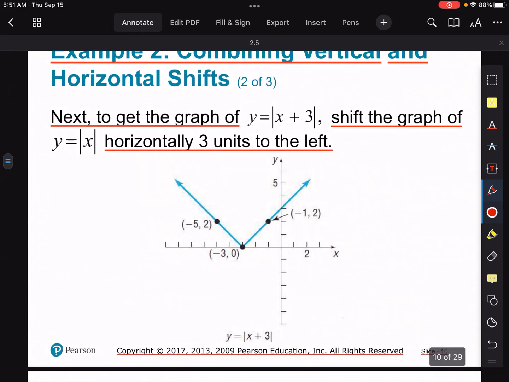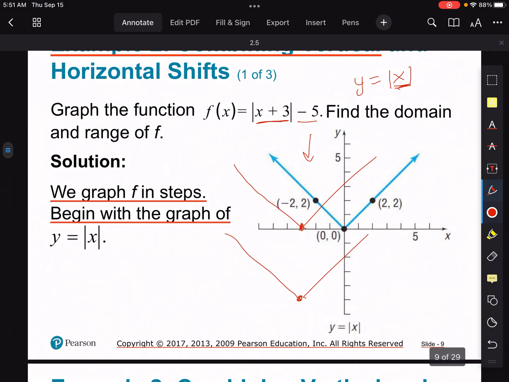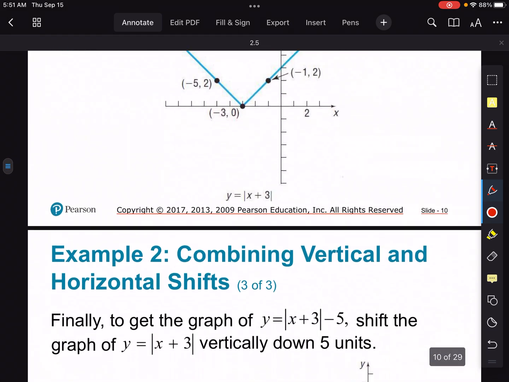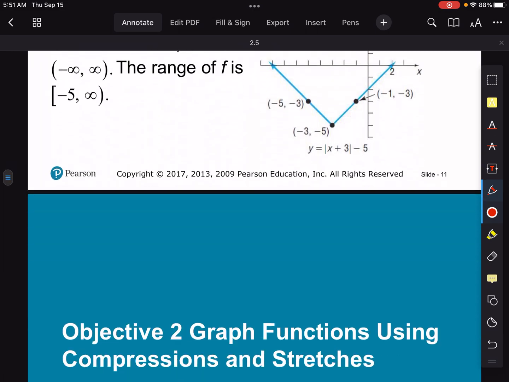So they show you those steps here. You can also make an XY table to see how this works. You could plug in an XY table and then see what happens with each transformation. But we've done a lot of that before in Algebra 2, so if you feel comfortable just moving it from its base function, that's totally fine.